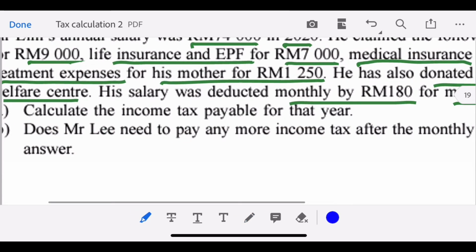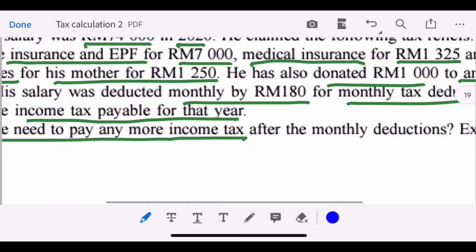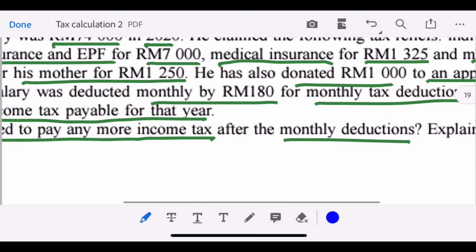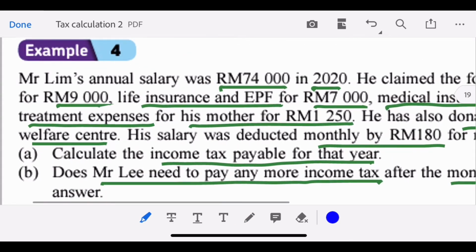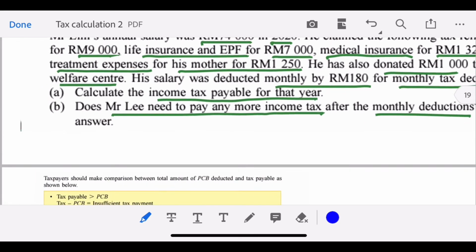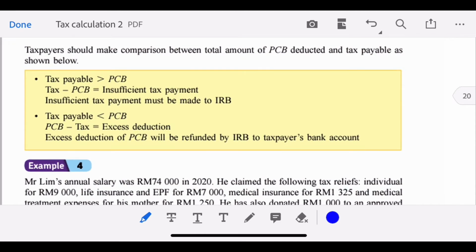Calculate the income tax payable for that year. Does Mr. Lim need to pay any more income tax after monthly deductions? Explain your answer. So let's focus on this example.